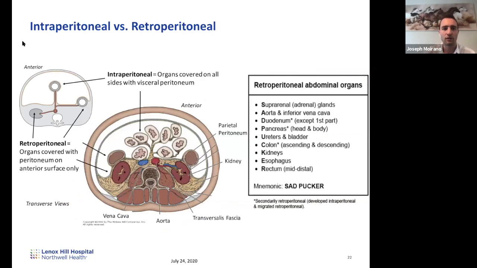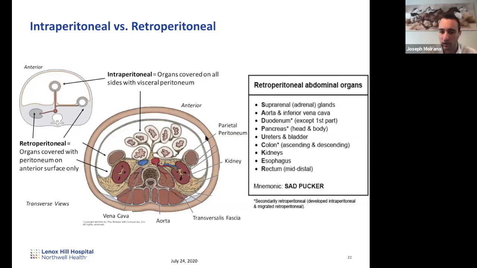So kind of going off of that, we're going to be looking at 2 different terms, intraperitoneal and retroperitoneal. Essentially, intraperitoneal organs are covered on all sides with visceral peritoneum. So that would be something if we were looking at the heart. The heart would be an intraperitoneal organ if it were within the abdominal cavity, because that heart is covered on all sides. And then retroperitoneal is going to be organs covered with peritoneum only on pretty much their anterior surface.